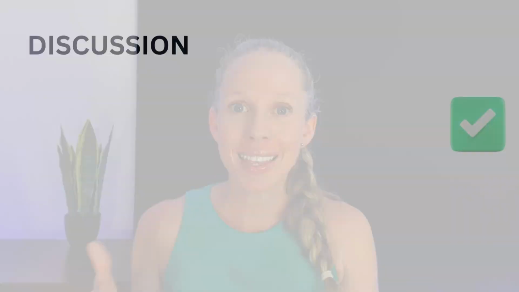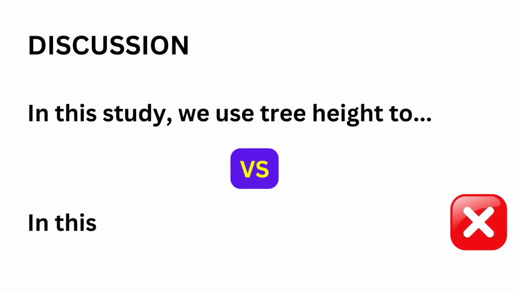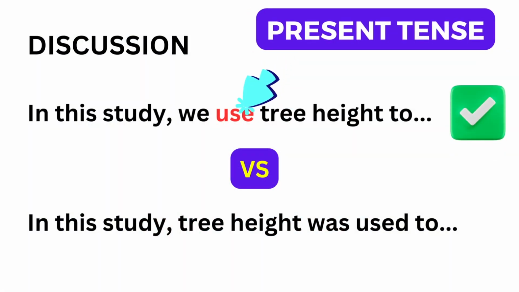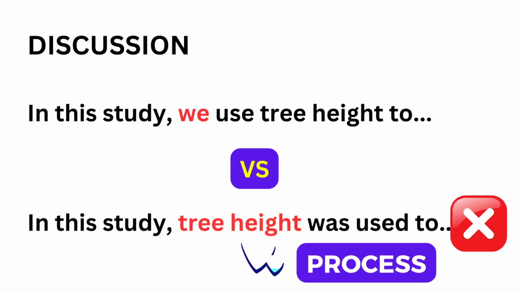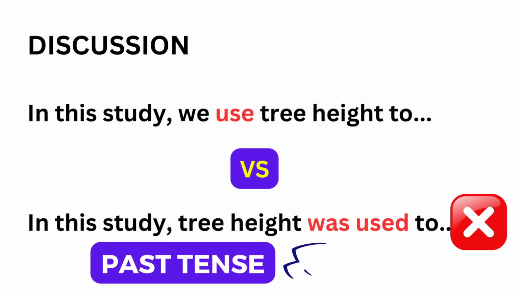For example, in this study, we used tree height to XYZ instead of, in this study, tree height was used to XYZ. In the first example, the emphasis is on the doer, we use, that's us, and it's in present tense, we use the word use. Whereas in the second example, it's in passive voice, the emphasis is on the process, tree height was used. There's no mention of a doer anywhere in that sentence. And it's also in past tense. It has words like was and used.